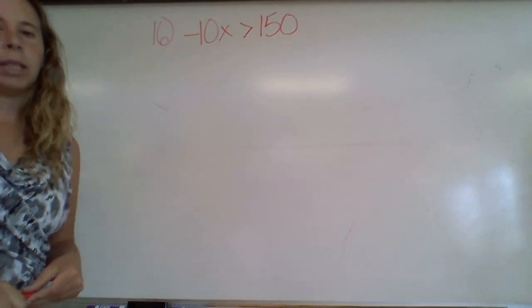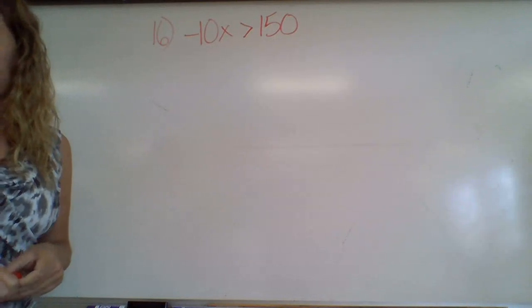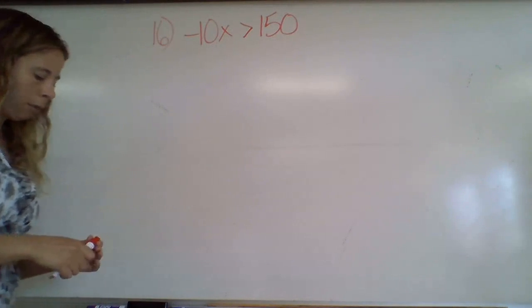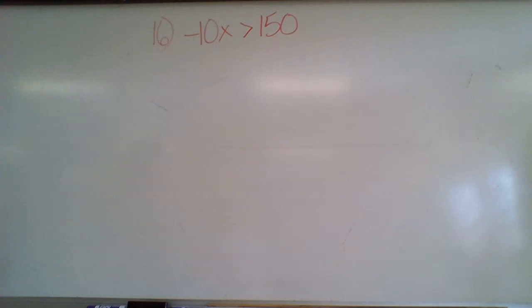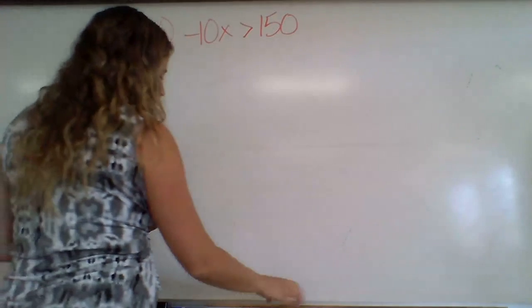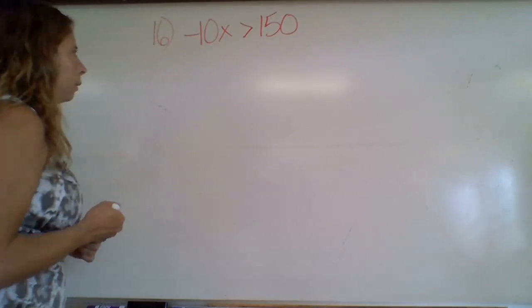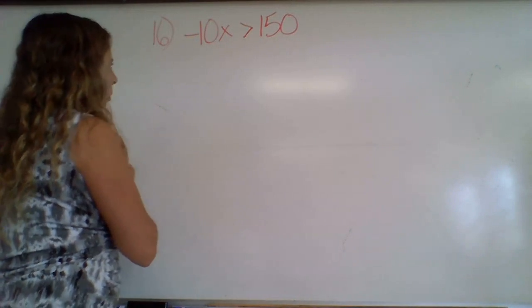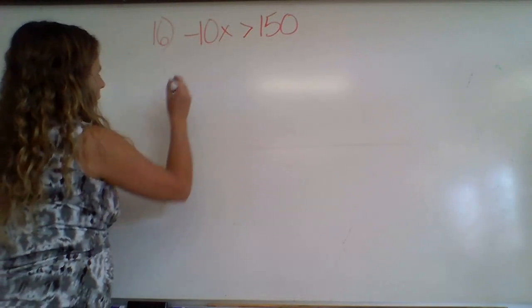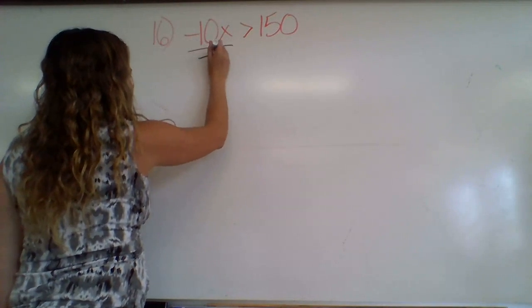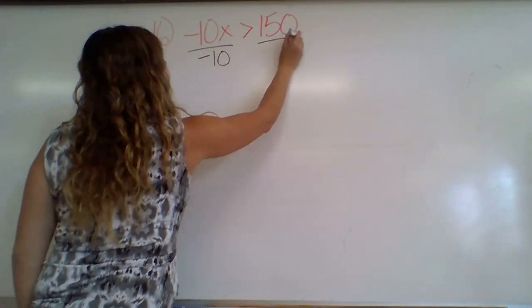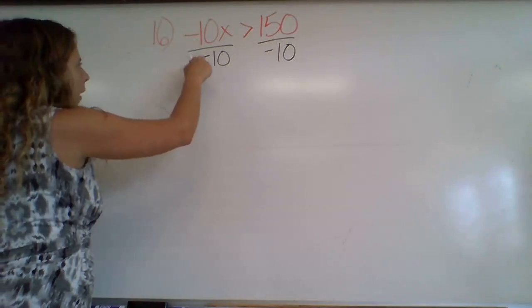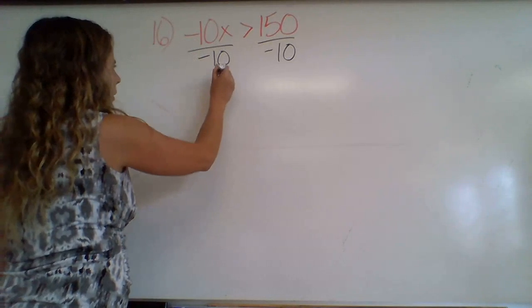Okay, I'll do number 16 as well. So you have -10x is greater than 150. Solve for x and then graph it on your number line. Okay, well, I'm going to divide both sides by what's in front of my x, which is -10. Okay, -10 divided by -10 is just 1, so this is just x.